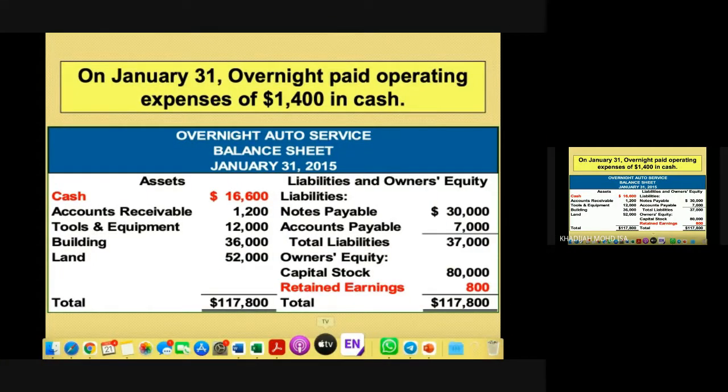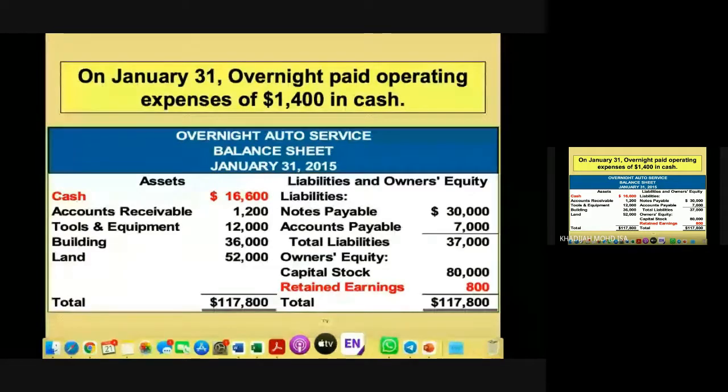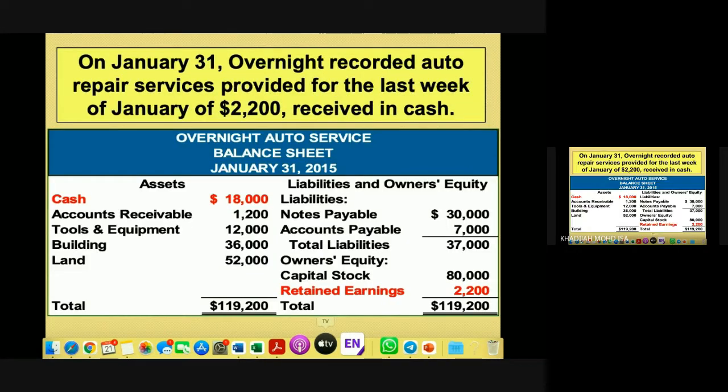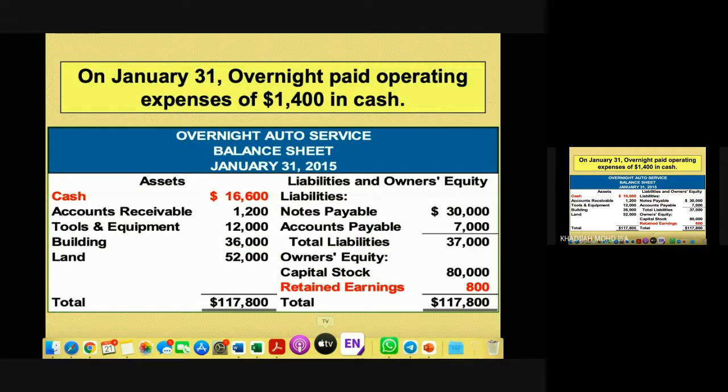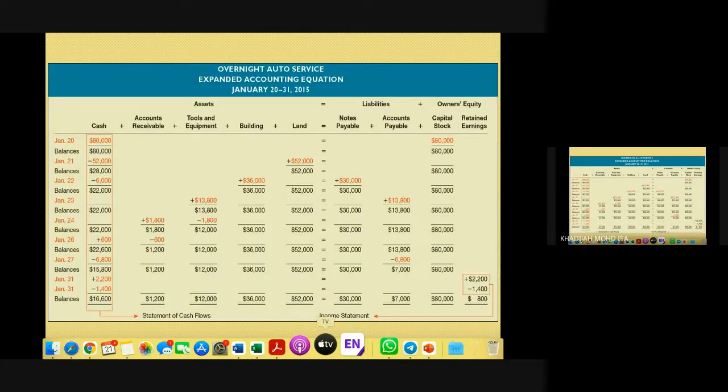All right. So in this case, it doesn't show you retained earnings here. Initially, it was revenue, but then you have expenses, right? Initially, the revenue was 2,200. It's a plus, so you increase your owners' equity by 2,200. But then when you pay, retained earnings reduces. So 2,200 minus 1,400, that's how you have your retained earnings of 800. Okay, all right.